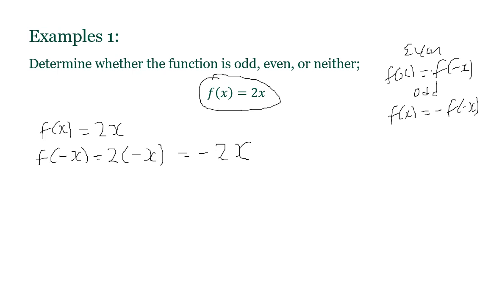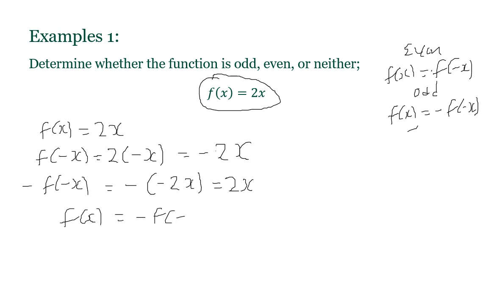To check if it is odd, we have to multiply this by minus to see if it's equal to f of x. So minus f of minus x, we are multiplying this f of minus x by minus, so it will be minus times minus 2x. And this will give us 2x. So you can see this is the same as this. So our f of x is the same as minus f of minus x. Then this implies that the function is odd.